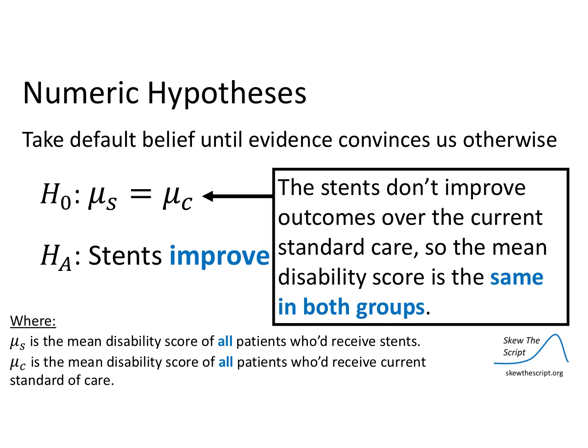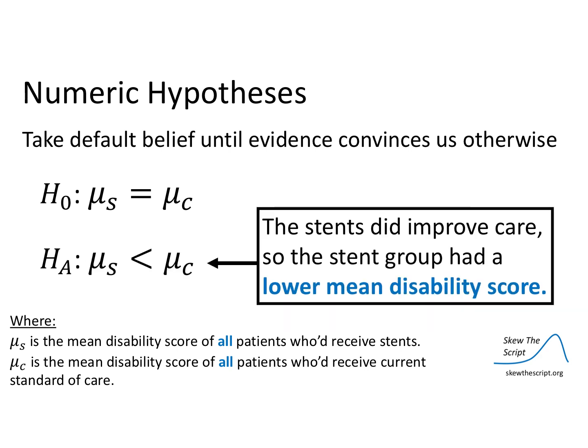Now, if we want to put this in symbolic terms, we would say that mu of S is equal to mu of C for the null hypothesis, meaning the stents don't improve outcomes over the current standard care, so the mean disability score is the same in both groups. For our alternative, we want to say that mu of S is less than mu of C. This would indicate that the stents did improve care, so the stent group had a lower mean disability score.